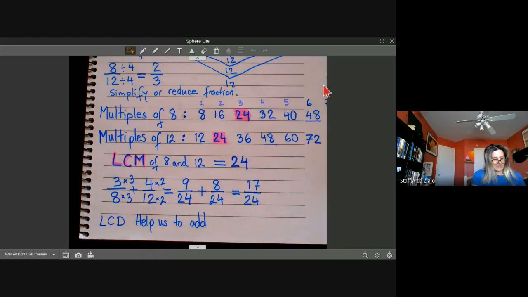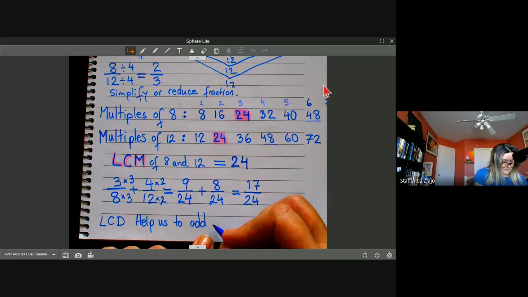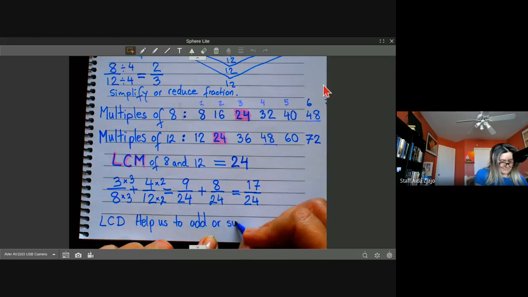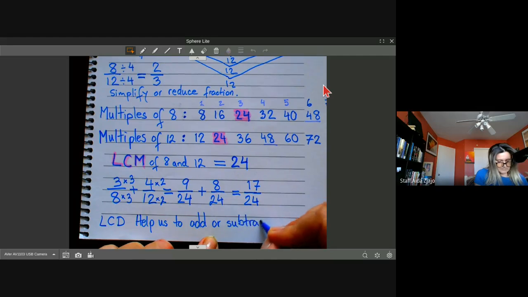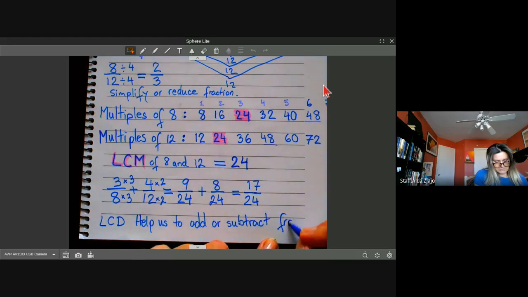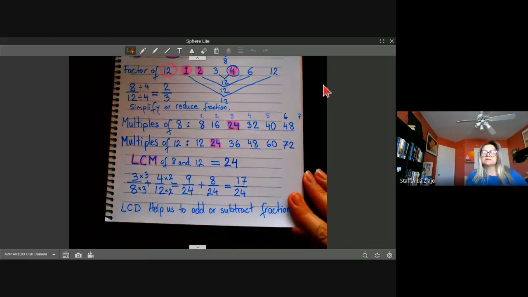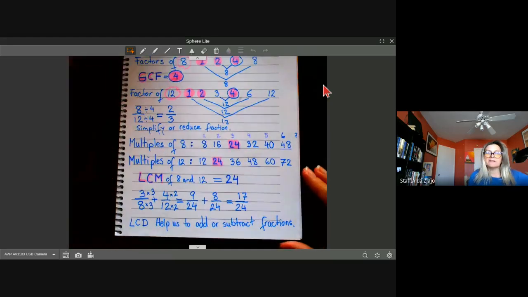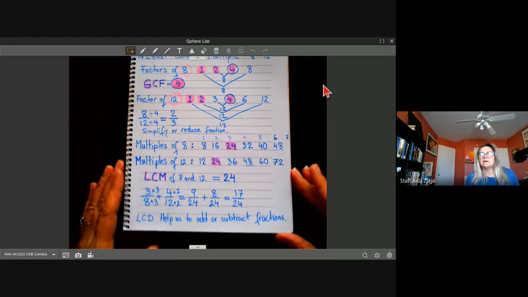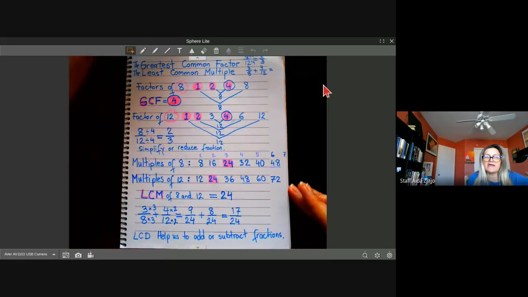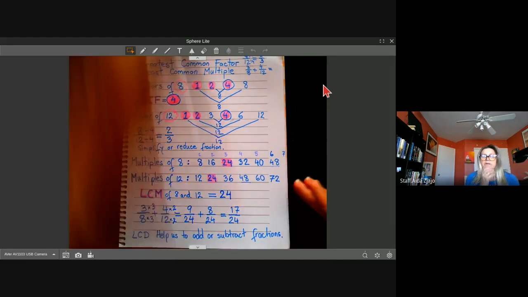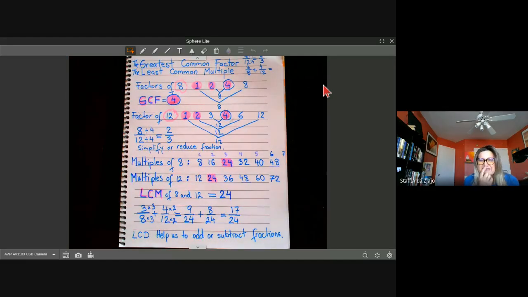Okay, thank you. To add or subtract fractions. So this was the little lesson on greatest common factor and least common multiple that you need to understand.